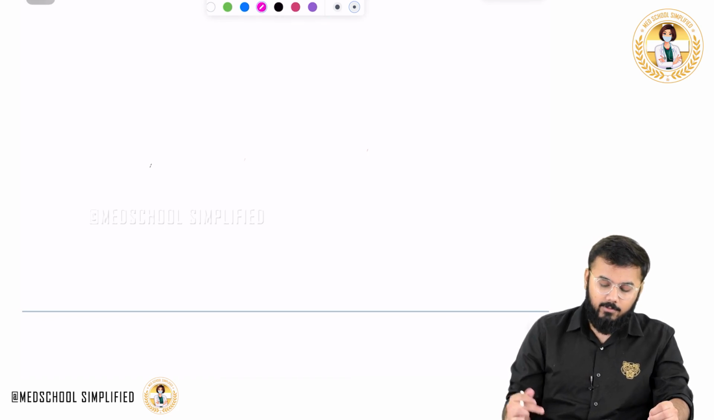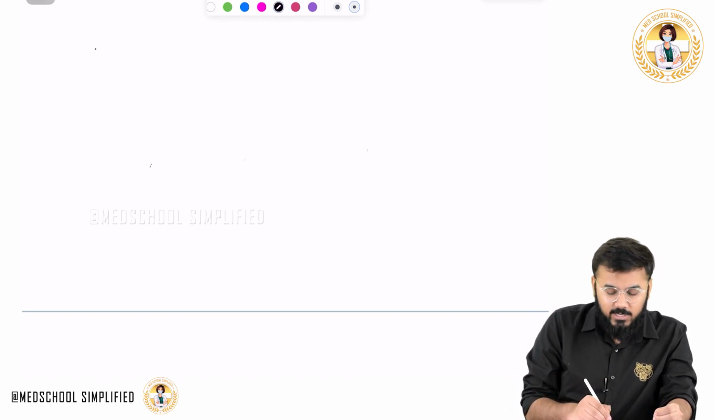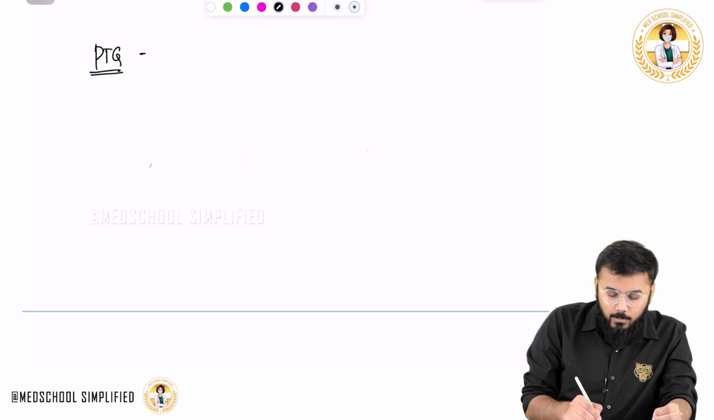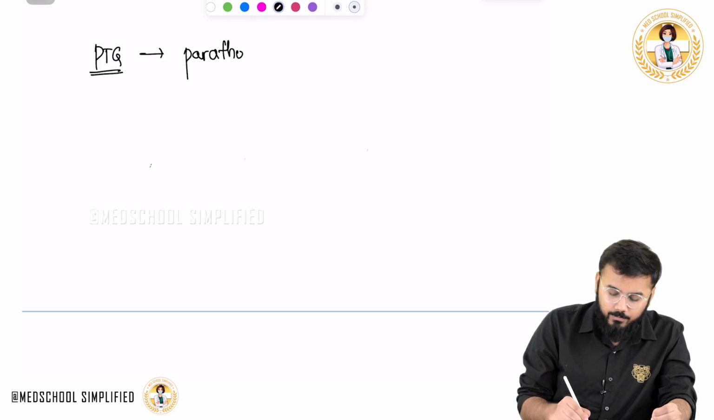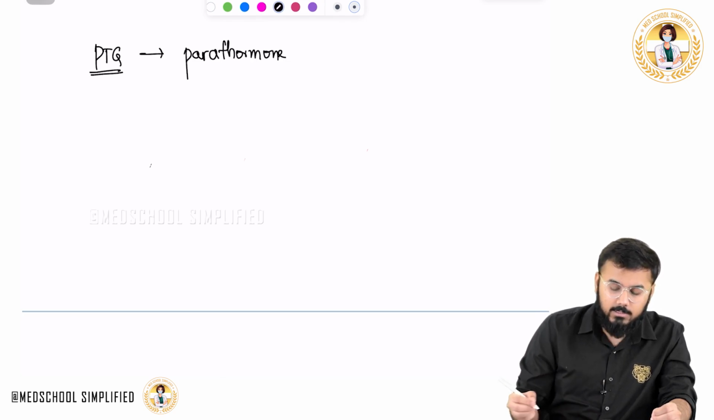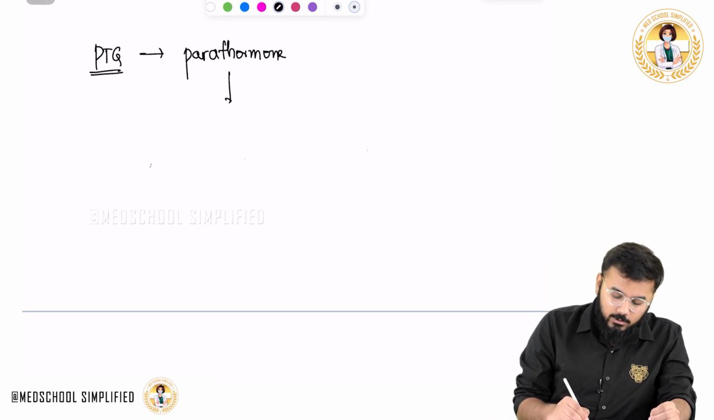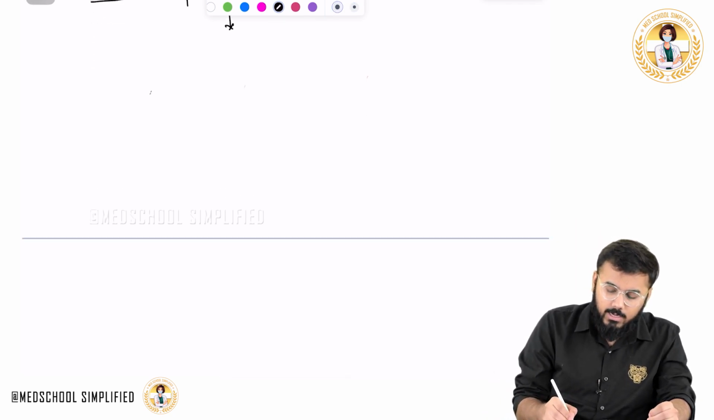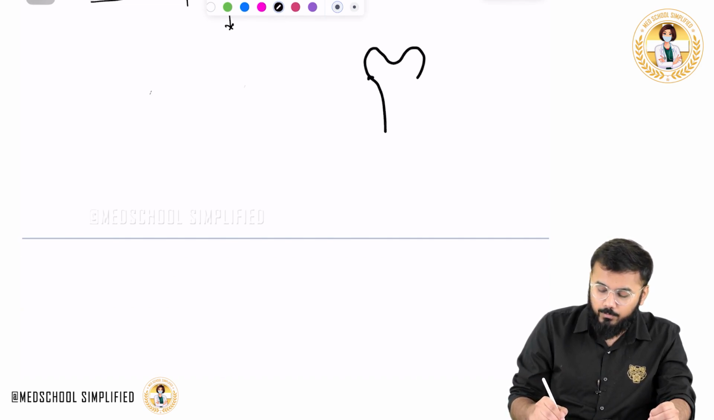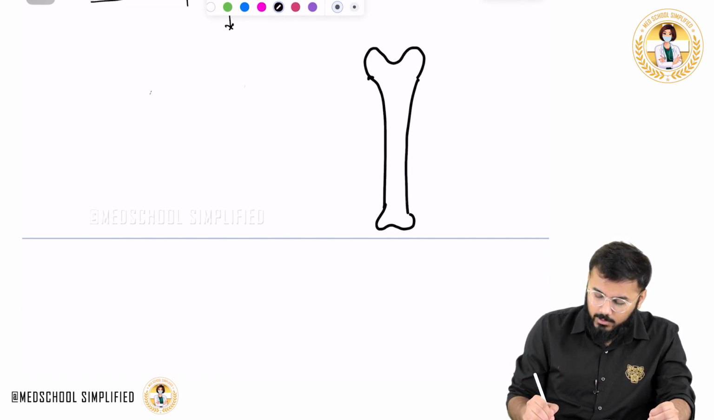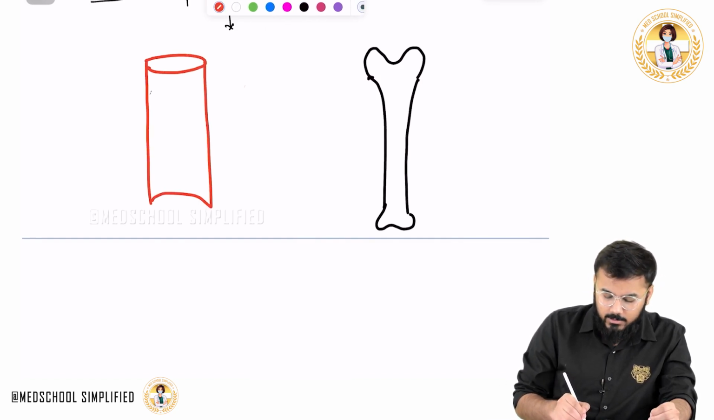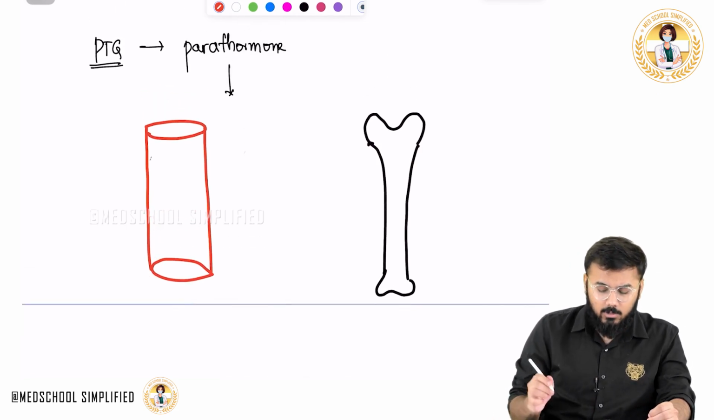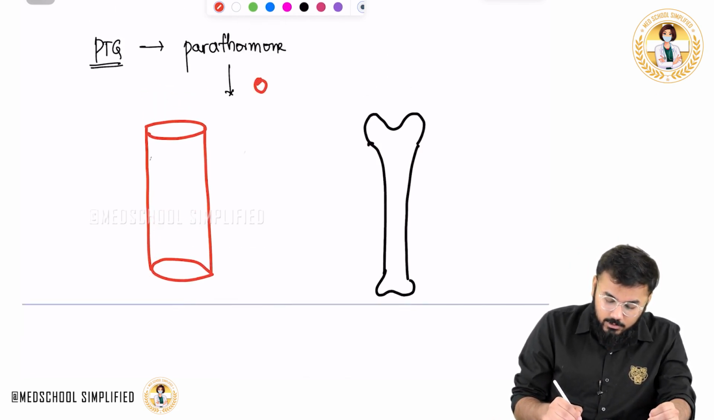Next, what is the function of the parathyroid gland? The parathyroid gland releases a hormone called parathormone. And what is the use of this parathormone? For example, let us say this is your bone, and this is your bloodstream over here. This particular one is your parathormone.